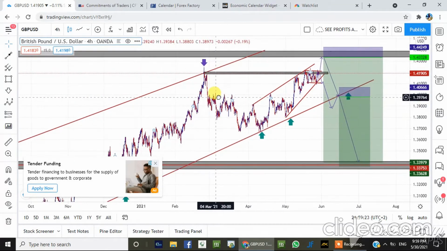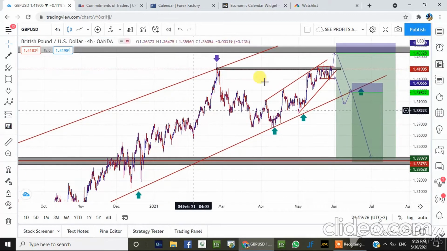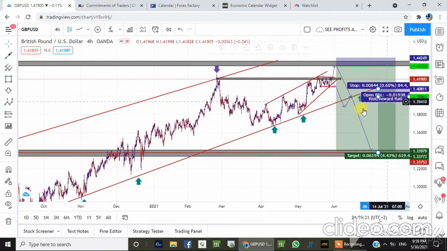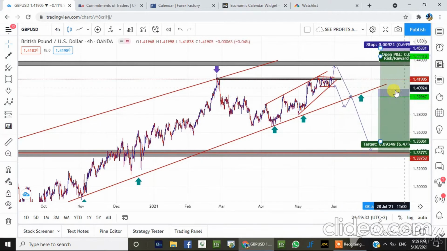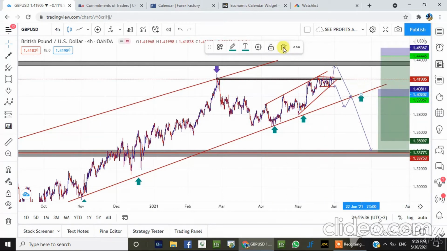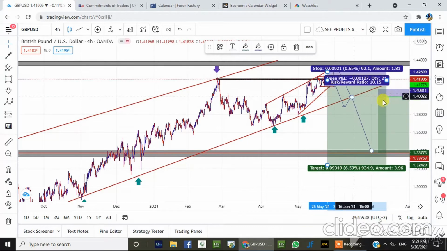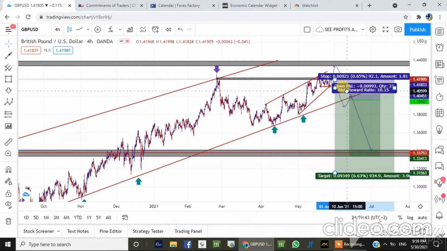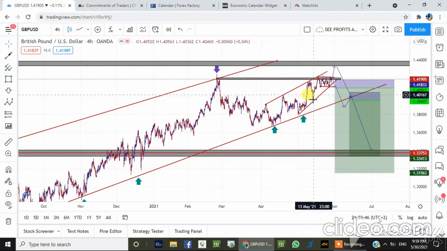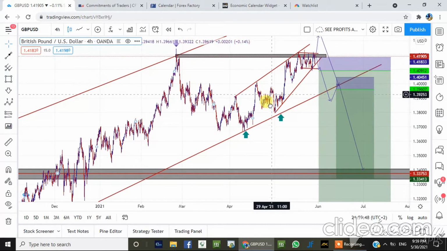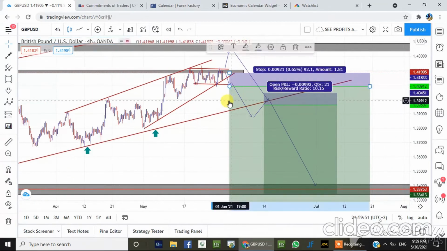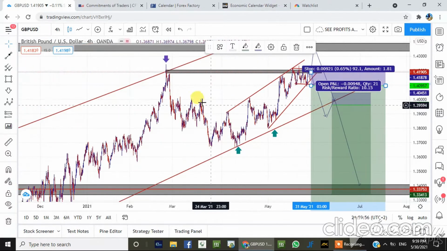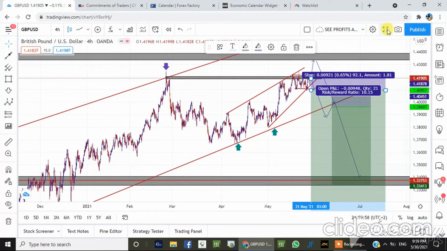So this is our setup on GBPUSD. Let me remove this. This is the setup that we have on GBPUSD. First, we enter here after the break of this flag. If this flag breaks and this trend line, it will confirm to us the market is ready to go to the downside. So this is what we have on GBPUSD.